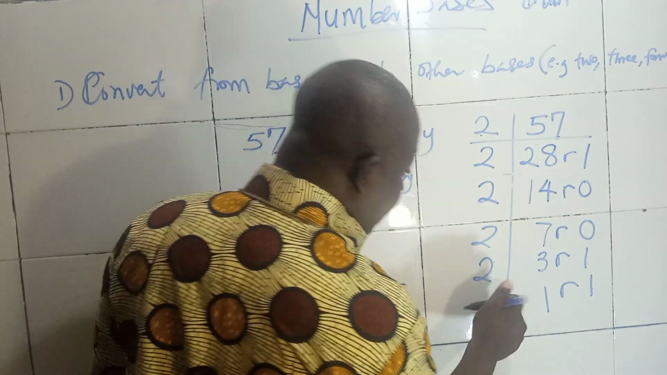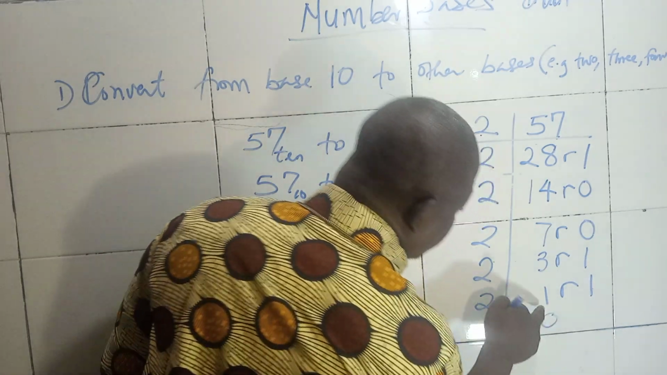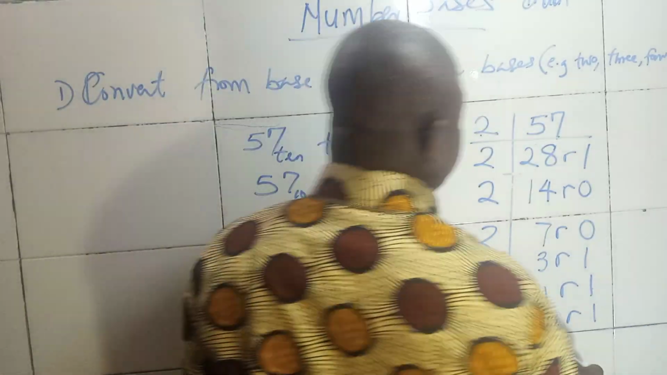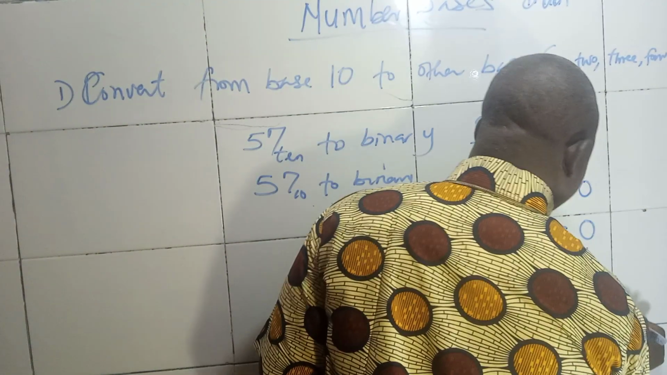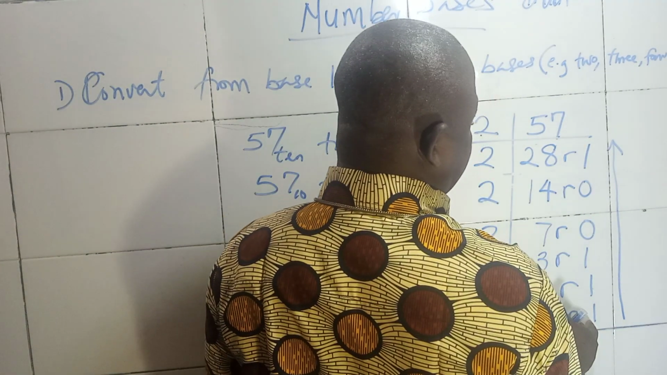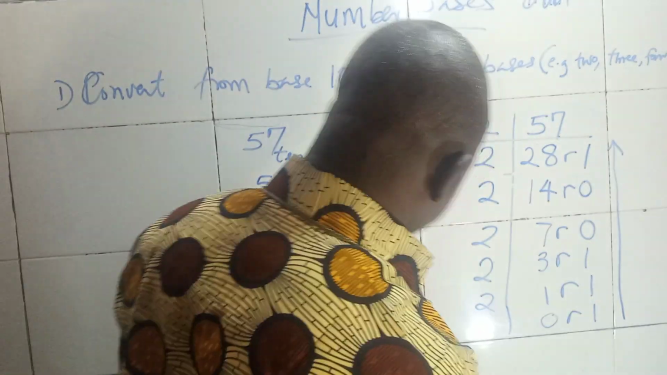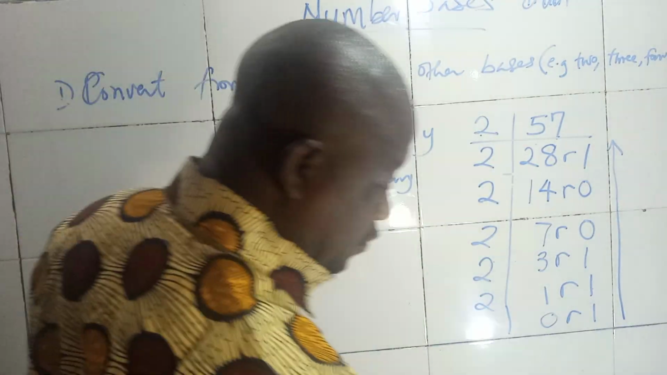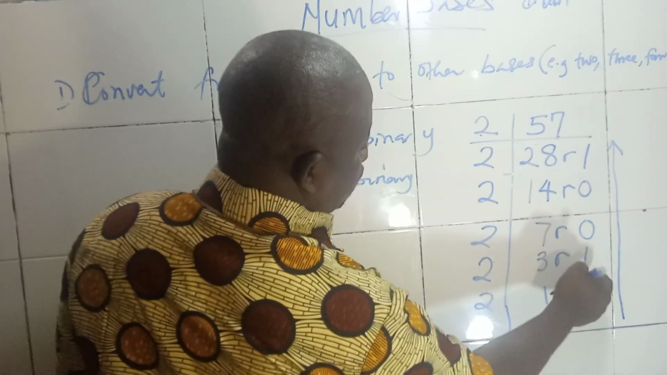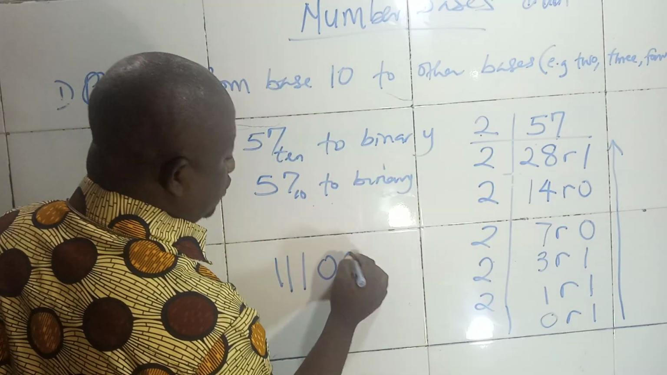Now you say 2, another 2 again goes in 1. It's not possible. You now say that is 0. So the one that is left here, you now write it 1. So for us to now get the answer to this, you now draw an arrow up, meaning that you start writing from here. 1, 1, 1. So the answer is now 1, 1, 1, 1, 1, 1, 0, 0, 1, 0, 0, 1.